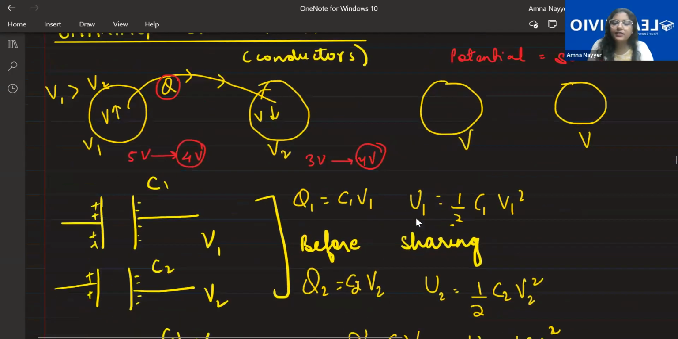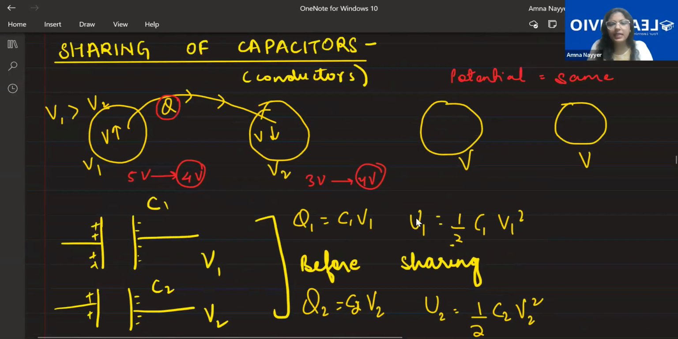So this sharing of conductors, sharing of capacitors is clear. Start writing, please.